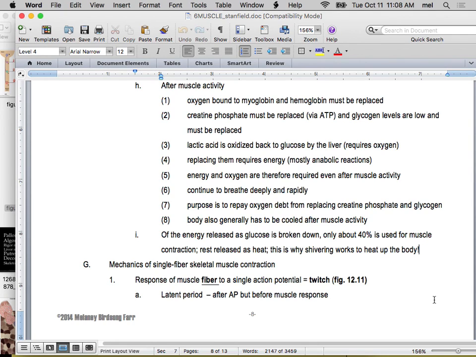Are there other chemicals that are released that make you feel really good? Oh yeah, that's a CNS thing, but you tend to release endorphins. I think some people release dopamine when they work out.